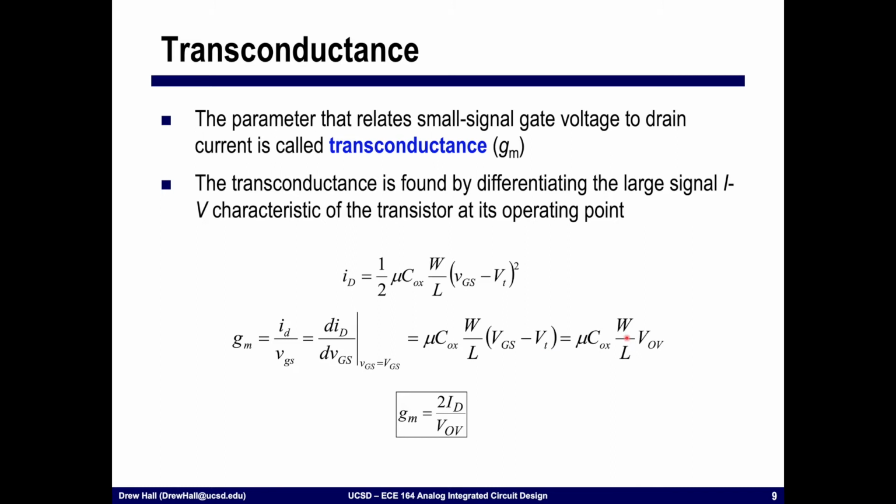But let's spend just one second and think about what this means. If I was to bias a transistor with more current, that means that I get higher transconductance. Similarly, if I bias the transistor with very low overdrive voltage, this also tends to maximize its transconductance. And so we'll see these two paradigms play out as we go through a few examples and look carefully at designing circuits with this.